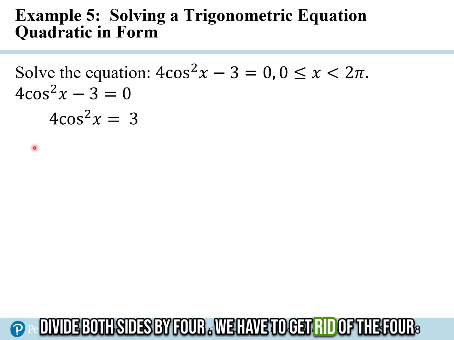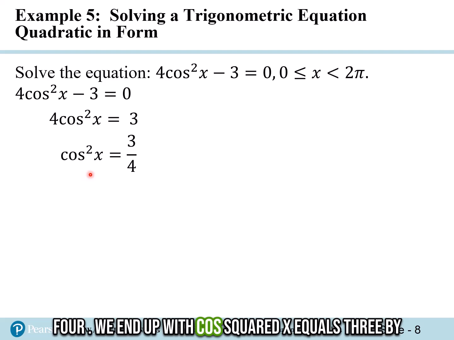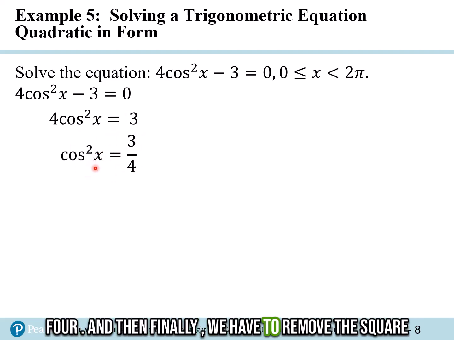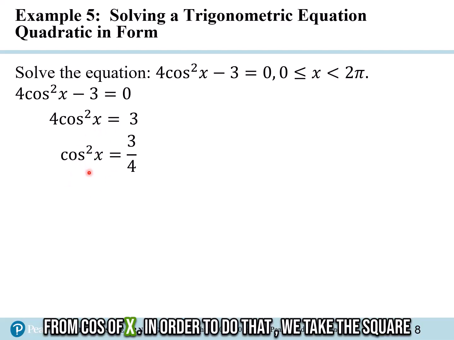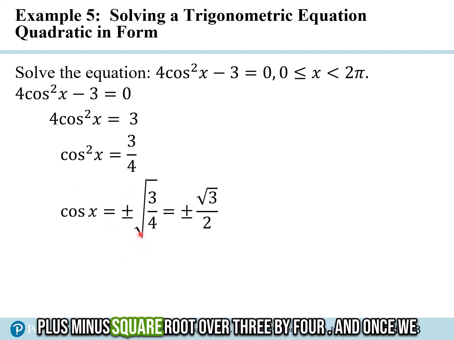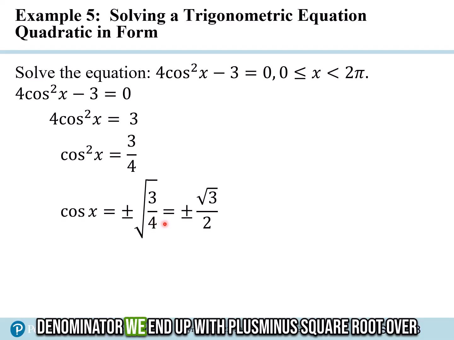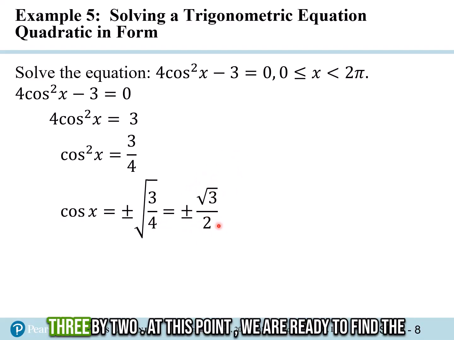We have to get rid of the 4 with cos squared x. Therefore, we divide both sides by 4. We end up with cos squared x equals 3 by 4. And then finally, we have to remove the square from cos of x. In order to do that, we take the square root of both sides. And we end up with cos of x equals plus minus square root of 3 by 4. And once we distribute the radical to both the numerator and the denominator, we end up with plus minus square root of 3 by 2.